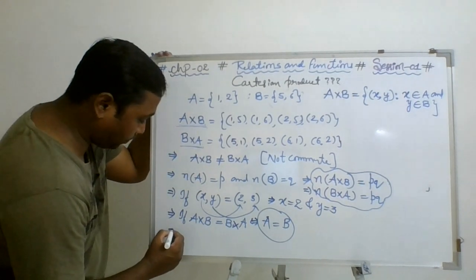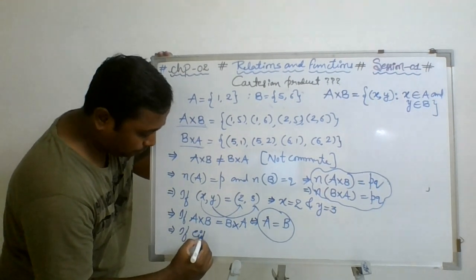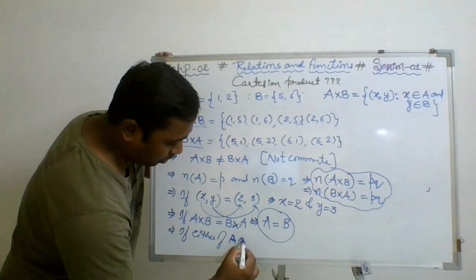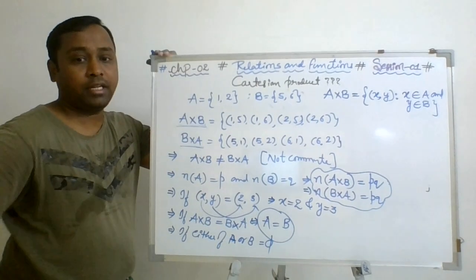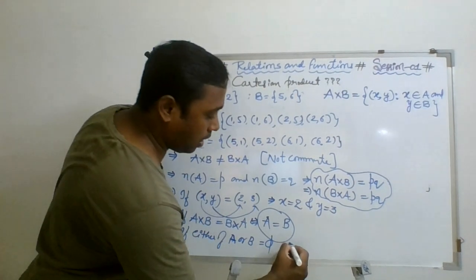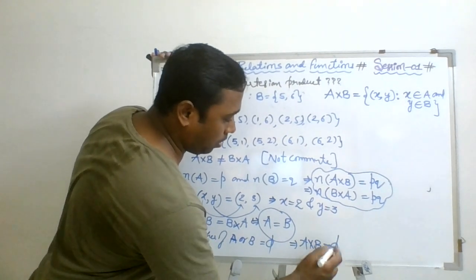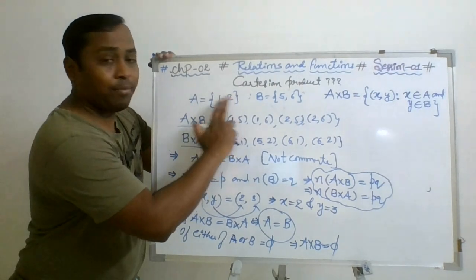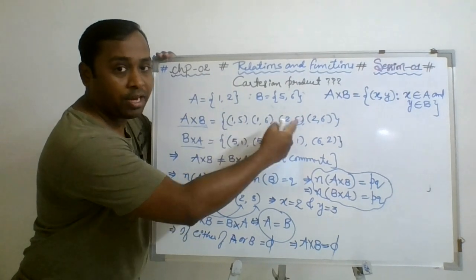And the last point, if either of set A or set B is a null set. Let us see. If one of the sets is a null set, then ultimately A cross B will also be a null set. Because if there is no element in set A, you cannot make a pair. You cannot make an ordered pair.